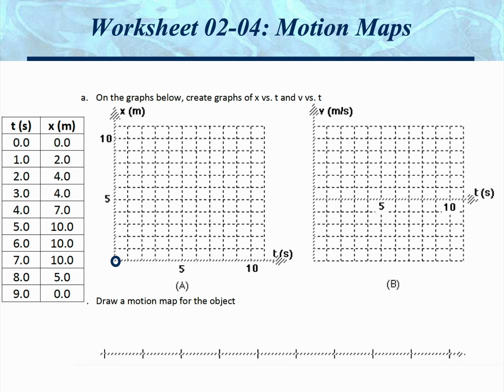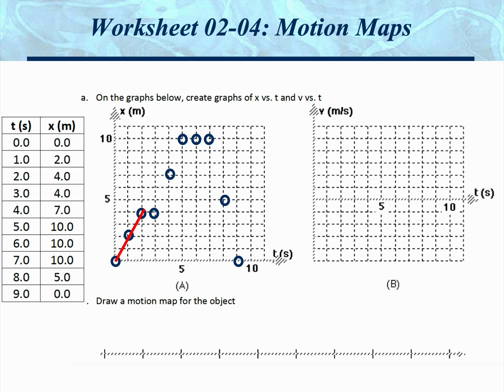We've started at 0. At 1 second, we're at 2 meters. At 2 seconds, we're at 4. Then we stay at 4. Then we go to 7. Then 10. We stay at 10 for 2 seconds, then down to 5, and then finally back down to 0. So there's our position versus time graph. I'll connect the points in just a second. But now let's take a look and figure out velocity.